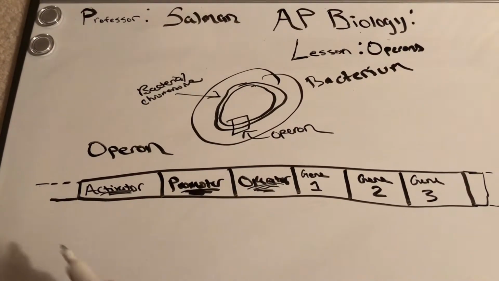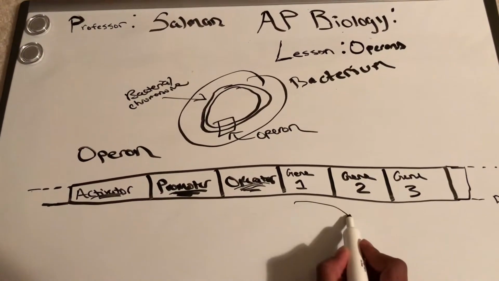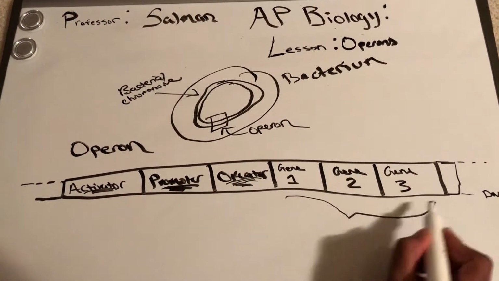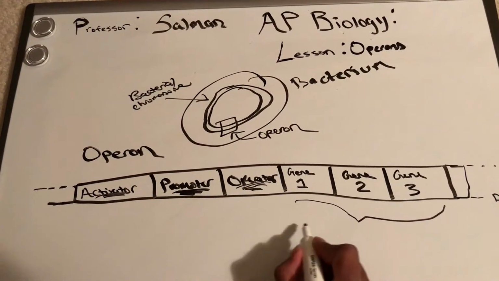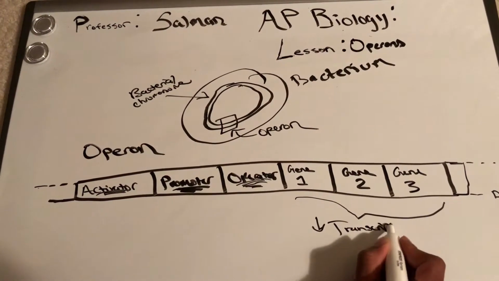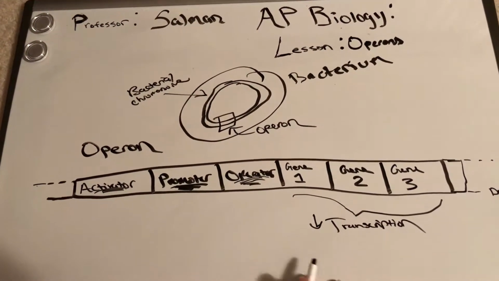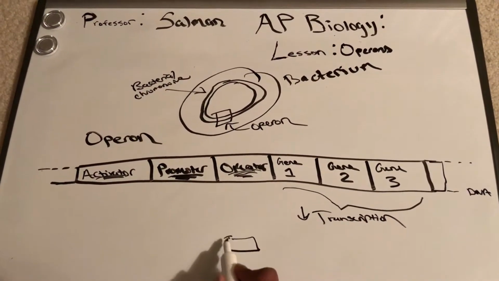And this basic operon we have here, these genes work together, all of these genes here. And they go through the process of transcription. And after they go through the process of transcription, you have an mRNA sequence.